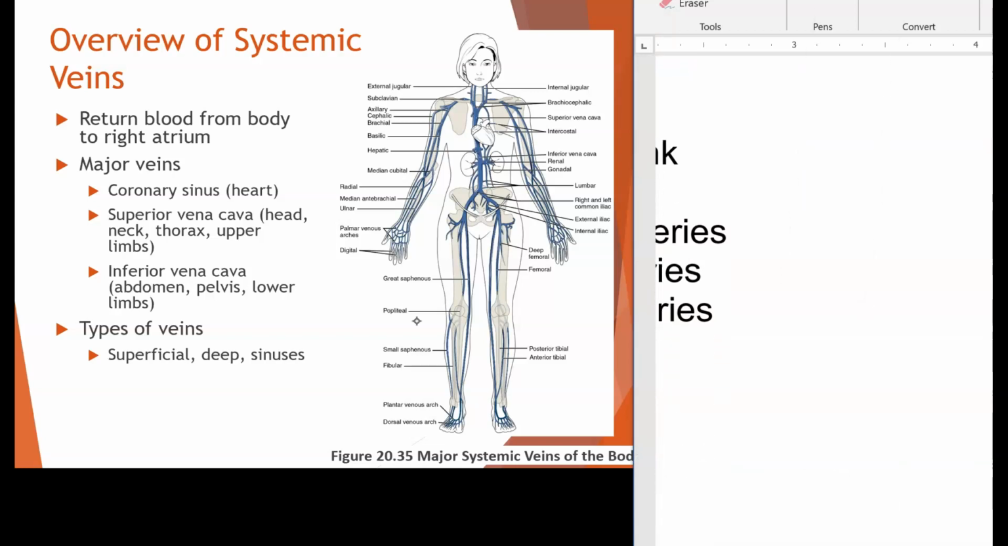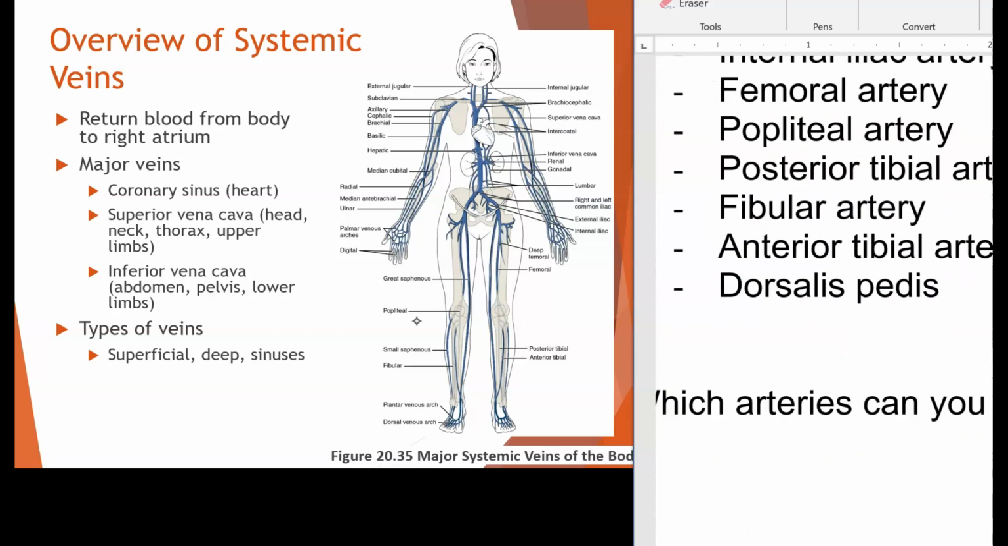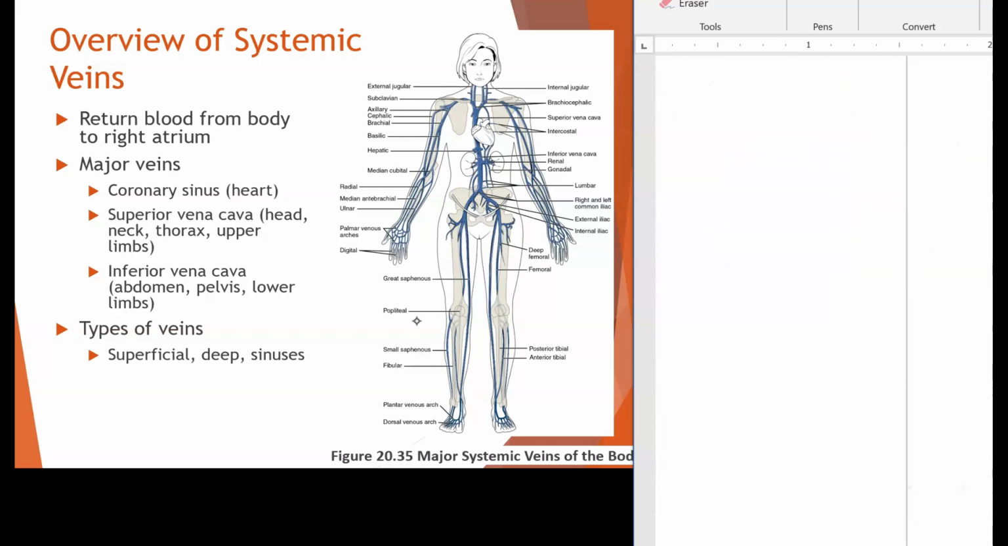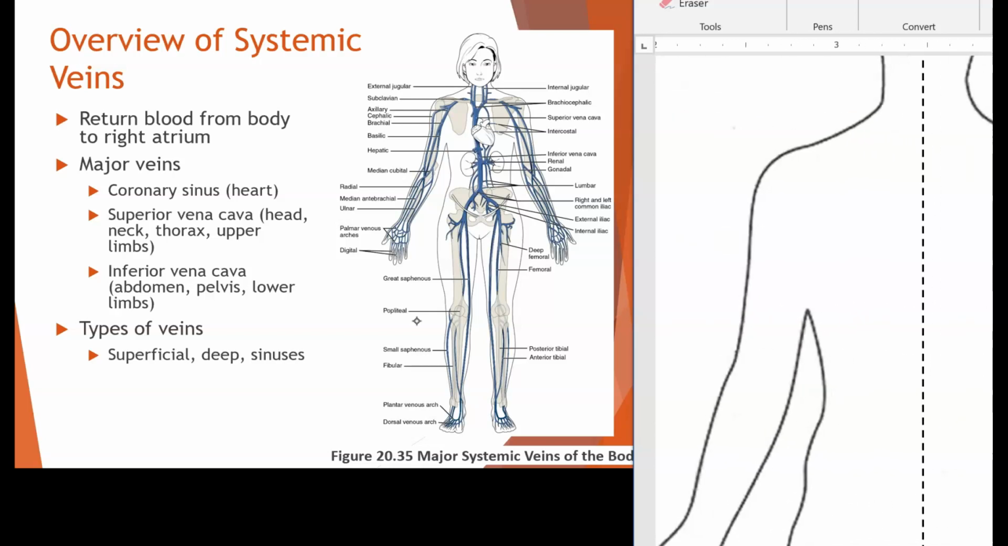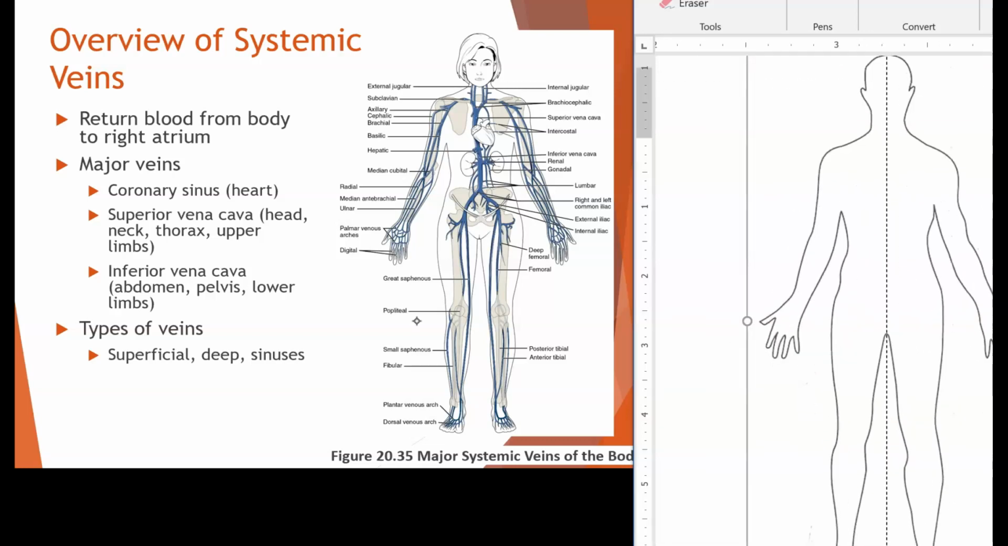So you have another page here. And here's a list of some of the arteries we went over. Okay, so with this figure, we are separating it into a superficial side and a deep side. Our veins are returning blood back to the heart, right? And so we do this in two ways, our superficial and our deep.